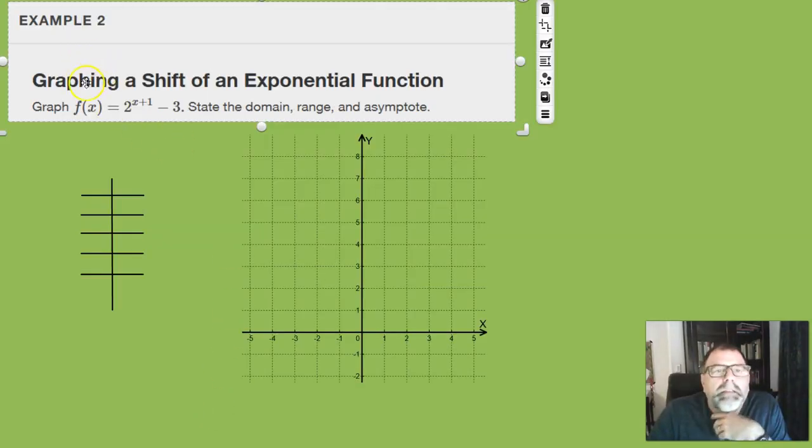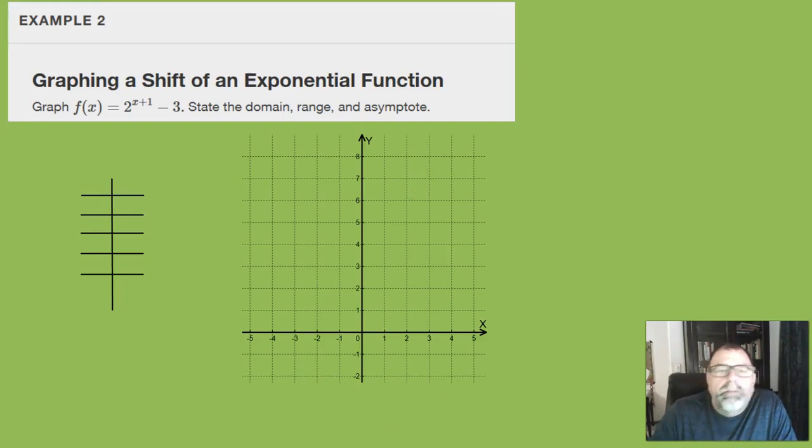All right, let's look at example 2, graphing a shift of an exponential function. So graph f of x is equal to 2 to the x plus 1 minus 3. State the domain, range, and the asymptote. So my parent function is just what I call my base function. It's just y equals 2 to the x.